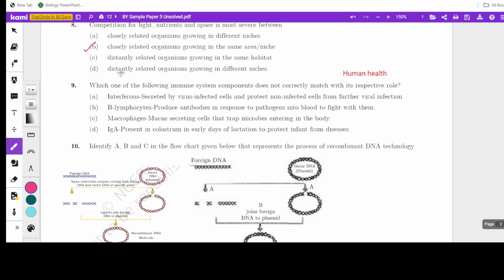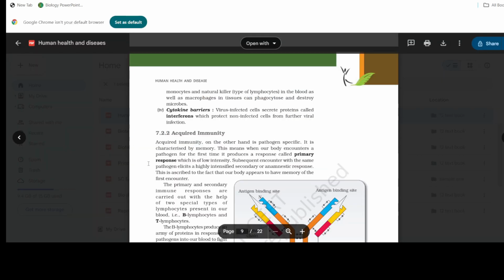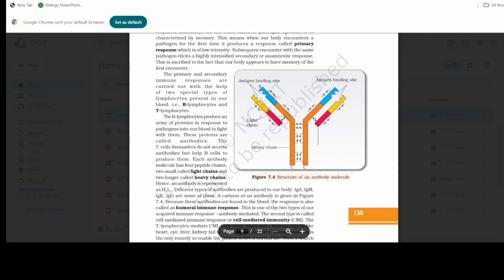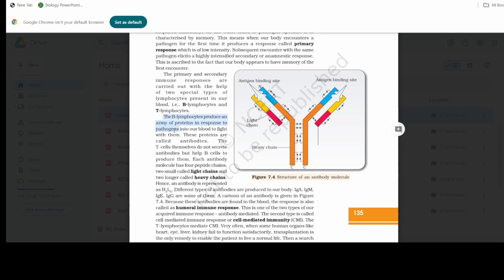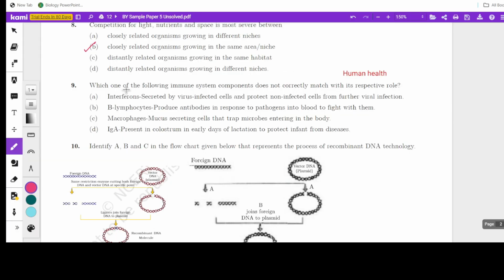Second one is about B lymphocytes. B lymphocytes produce antibodies in response to pathogen. Let's check if that's right. B lymphocytes produce antibodies. Yes. B lymphocytes produce an army of proteins in response to pathogens. Do you see that? And those proteins are called antibodies. So B lymphocytes produce antibodies, whereas T cells themselves do not secrete antibodies but help B cells to produce them. Remember that line too? It will help you later. And so the second statement is also right.